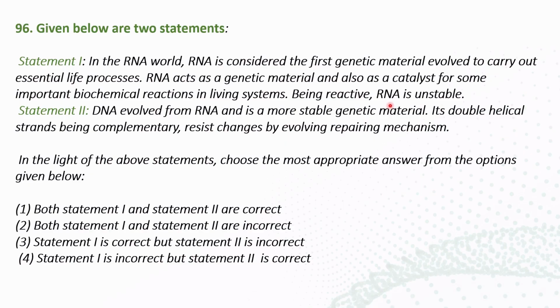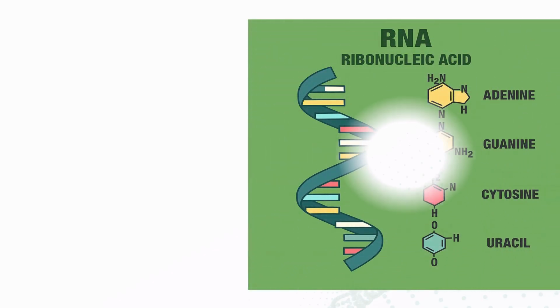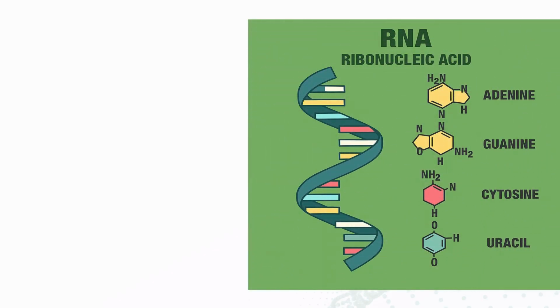So being reactive, RNA is unstable, but when you see that it is reactive to every method, that's why it is not a stable one. And it is also single stranded, normally RNA, that's why it is also not a stable one. So if you see the RNA structure, this is the single stranded structure here, and it's not a stable one. Why? Because it is very reactive.